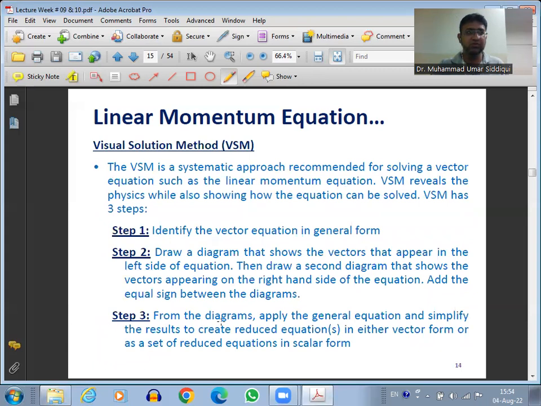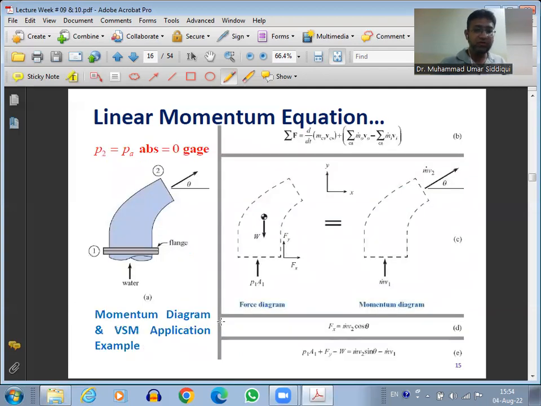Now, visual solution method, VSM. In the visual solution method, the first thing we do in order to solve the problem is develop the free body diagram. And free body diagram means what? For example, this is a case where water is flowing through a bend. This is a pipe bend. Water is flowing through a pipe bend.